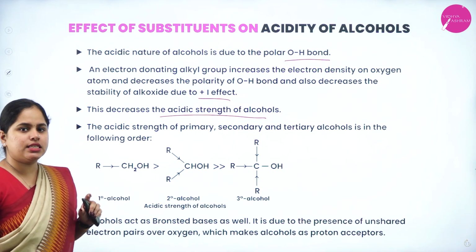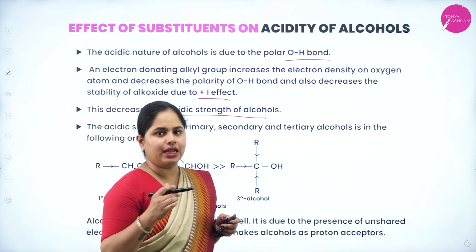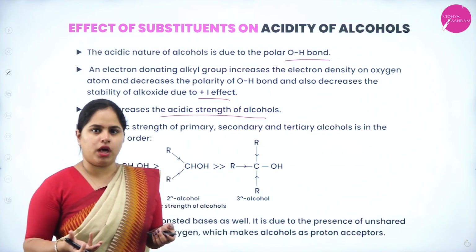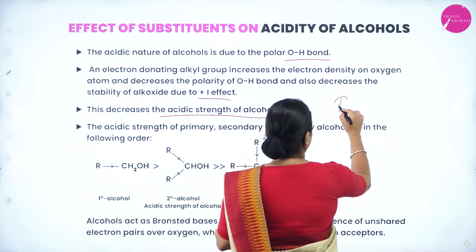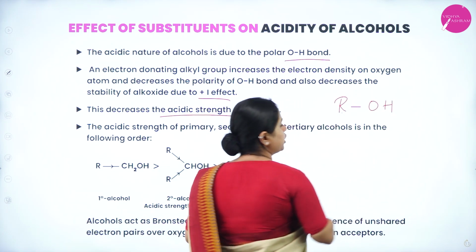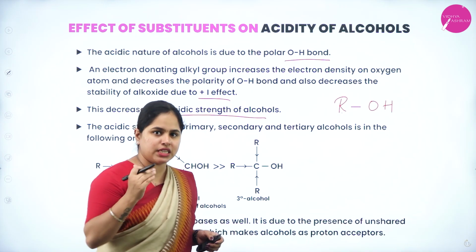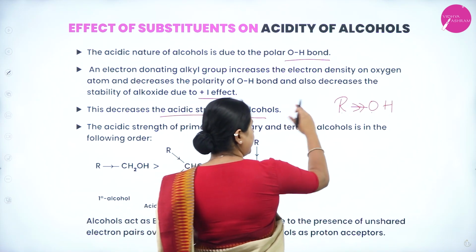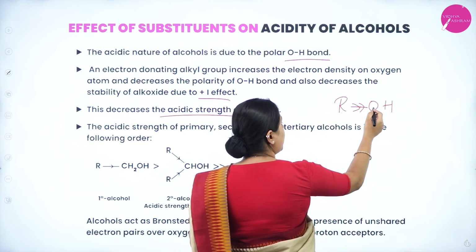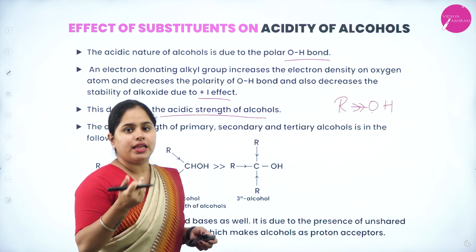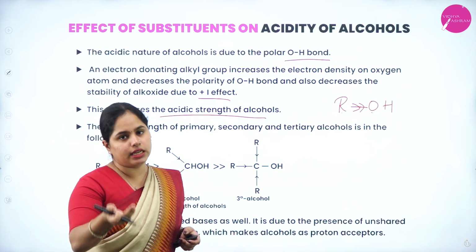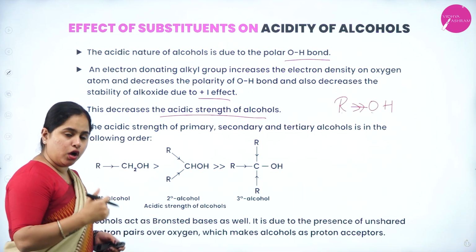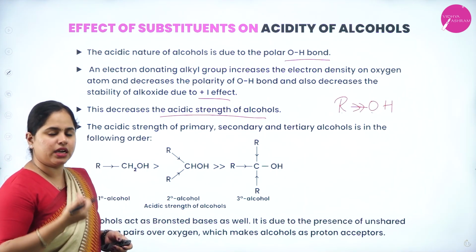As discussed, there is a polarity difference between oxygen and hydrogen. There is an electronegativity difference, hence the oxygen-hydrogen bond is a polar bond. Now, apart from oxygen and hydrogen, you also have an alkyl group here. Alkyl groups have a plus I effect. That means they are ready to donate their electrons. So, when the alkyl group donates its electrons, the electron density on the oxygen atom starts increasing. When the electron density increases, the oxygen-hydrogen bond polarity starts decreasing. Because of that, the acidity of the alcohols becomes lesser and lesser.